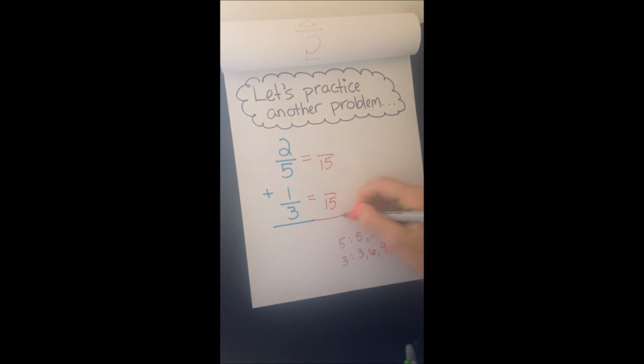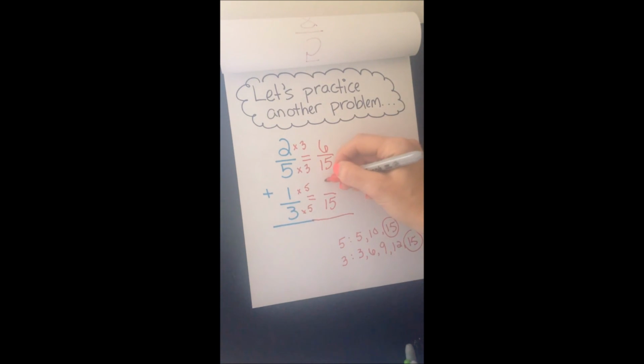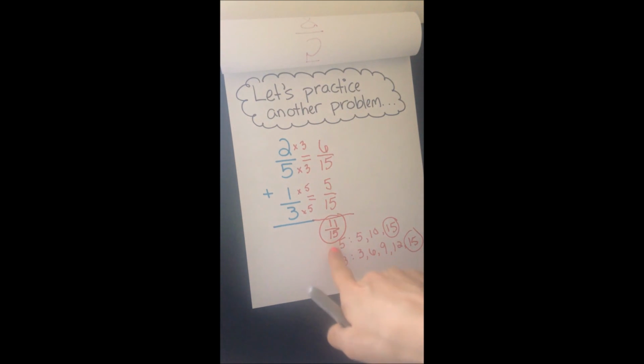Let's extend this line just to make everything neat. How do I get from 5 to 15? I multiply by 3. And my golden rule says that I have to do the same to the numerator. Times 3. 2 times 3 equals 6. How do I get from 3 to 15? I multiply by 5. Again, my golden rule, I have to do the same to my numerator. 1 times 5 equals 5. Now all I have to do is add my numerators. 6 plus 5 equals 11, and my denominators stay the same. Check to make sure your answer is in lowest terms. 11/15 can't be reduced, so I'm done.